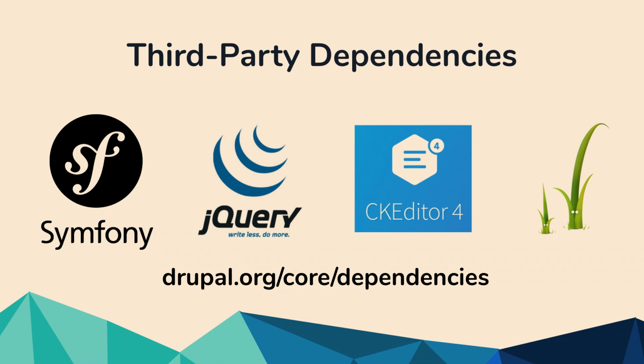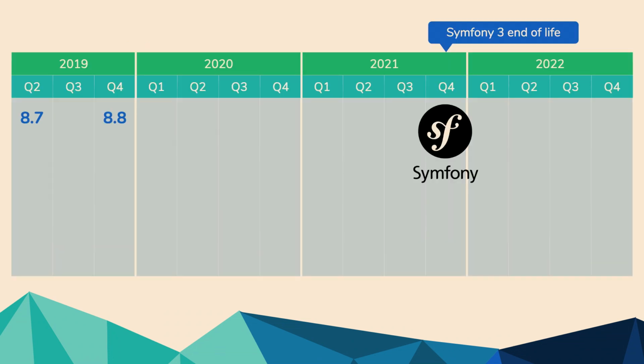This is great in that we can utilize other well-known open source libraries and we don't need to reinvent a bunch of wheels. However, these dependencies have their own life cycles, which we need to respect and plan with. Some of the dependencies will need to be updated. By the way, if you're curious about what these dependencies are, all of them, you can see drupal.org/core/dependencies for an annotated list.